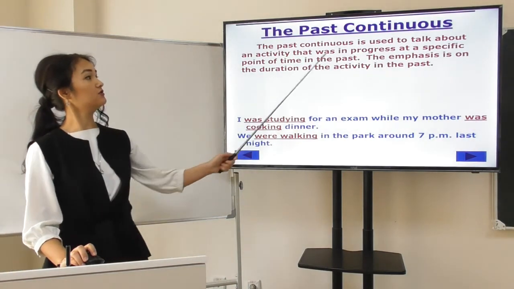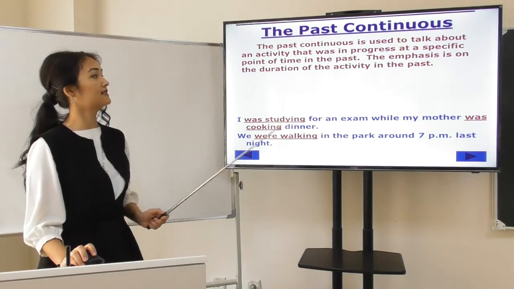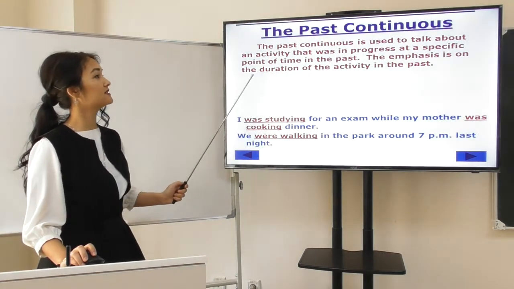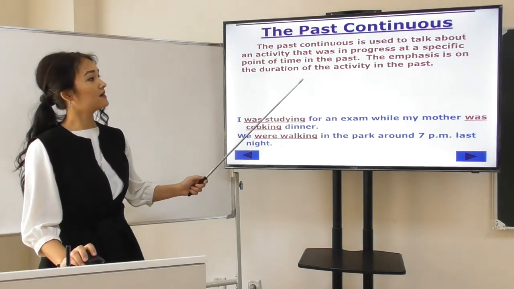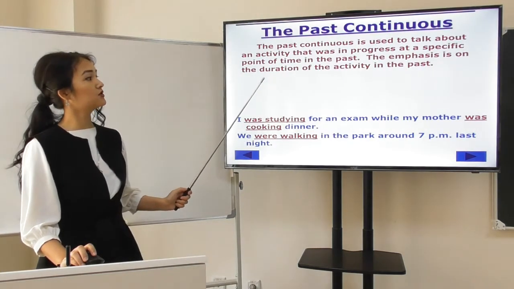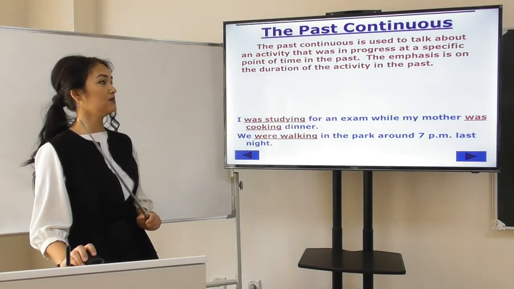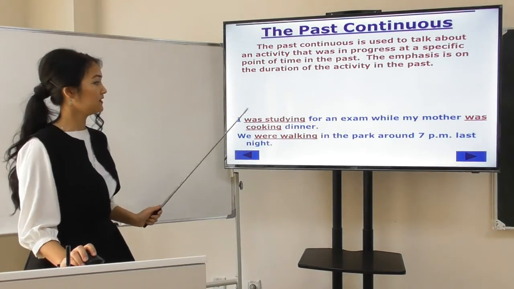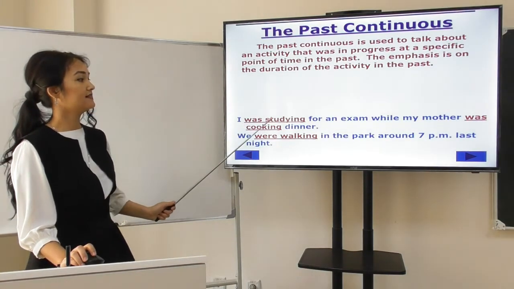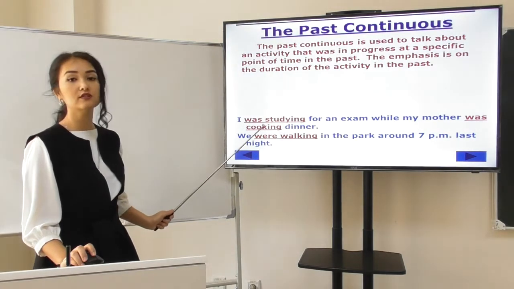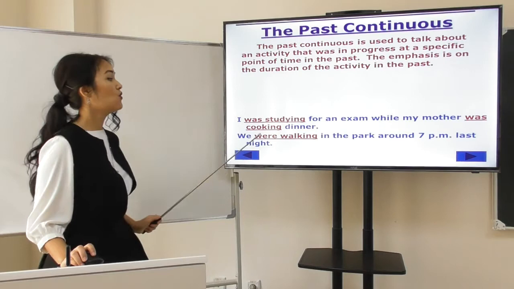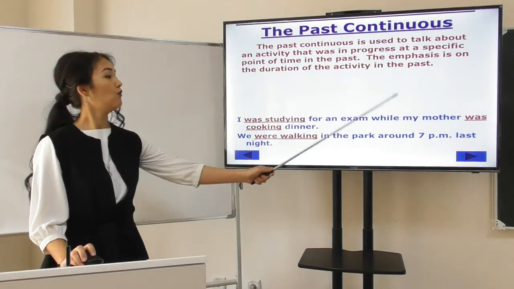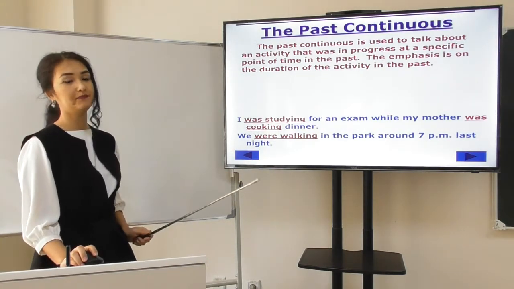And the next, the past continuous. The past continuous is used to talk about an activity that was in progress at a specific point of time in the past. The emphasis is on the duration of the activity in the past. For example, I was studying for an exam while my mother was cooking dinner. Was cooking.